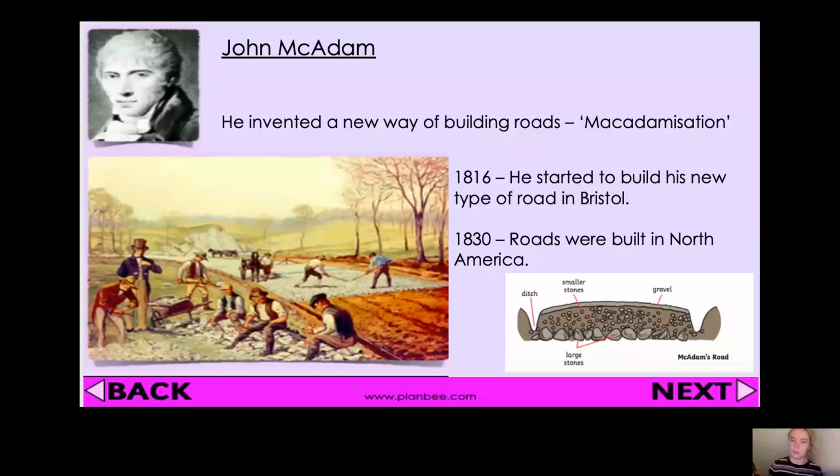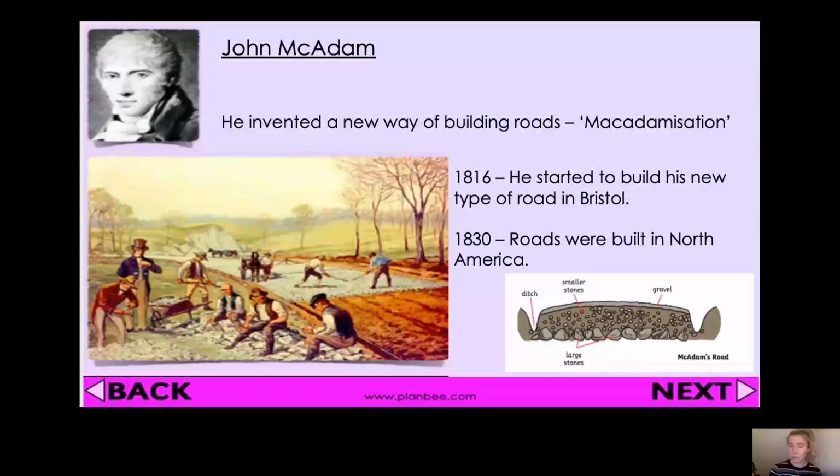Okay, now his way of building roads. Can you see the picture in the corner? Well, he put large stones at the bottom. Okay, so he covered the ground with large stones. Then on top, he put some smaller stones. Can you see in the picture the smaller stones on top? Then on top of that, he put gravel. Now, that was good. Gravel was suitable because it made the road hard and less bumpy. Okay, so it's less bumpy than the roads were before.